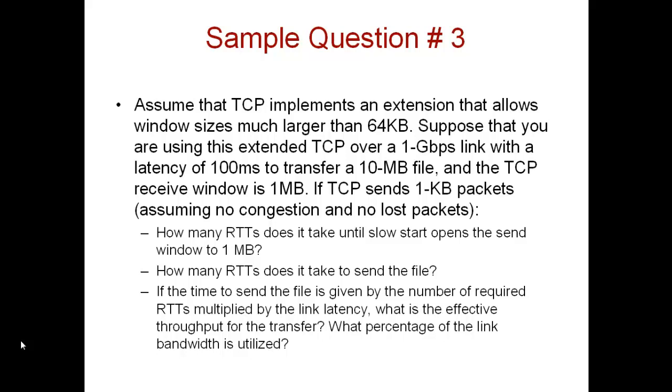Okay, and the TCP receive window size of the receiver is 1 megabyte. And if the sender sends 1 kilobyte packets, and we are neglecting congestion here and also assuming that no packets are lost, we want to find out several things. First is how many round trip times it takes until the congestion control algorithm that is used, slow start, reaches this 1 megabyte. Now let me go over the question again.